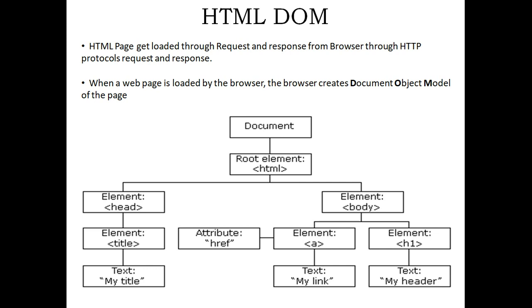Whenever the web page is loaded by the browser, it creates a document object model of that particular page which it receives, which is called HTML DOM. This diagram represents the HTML DOM which is loaded by the browser. It's a document. It contains a root element called HTML, and there are other elements which will be in terms of different tags. Head is another tag, body is another tag which is also an element. So everything under document is an element.